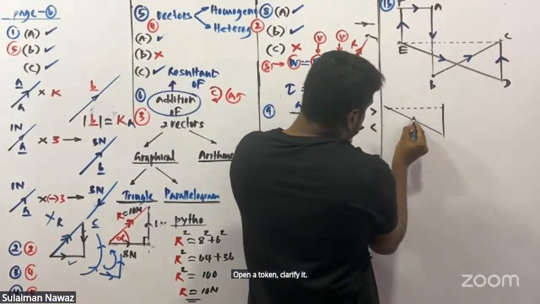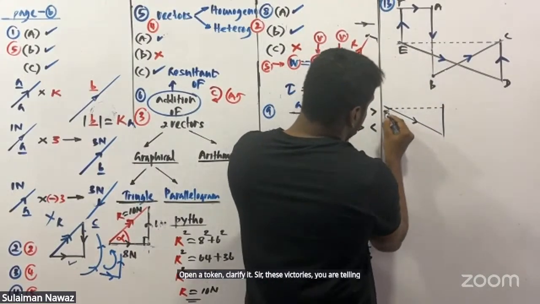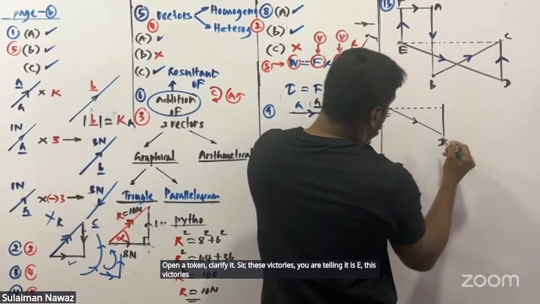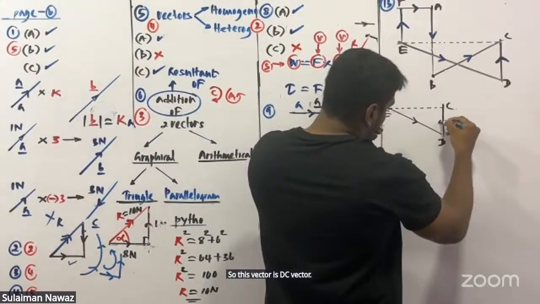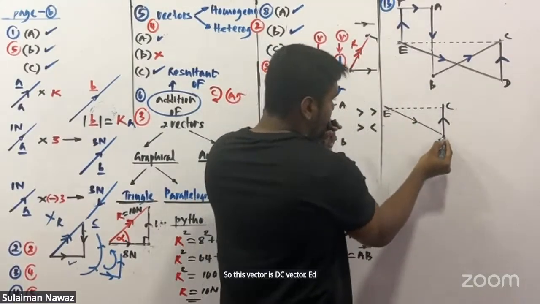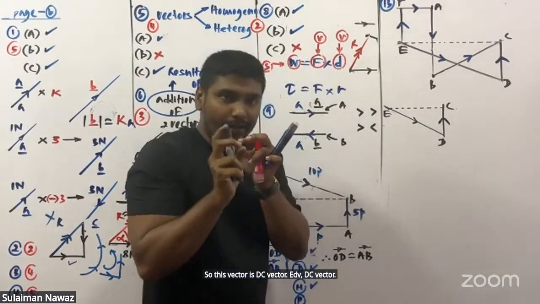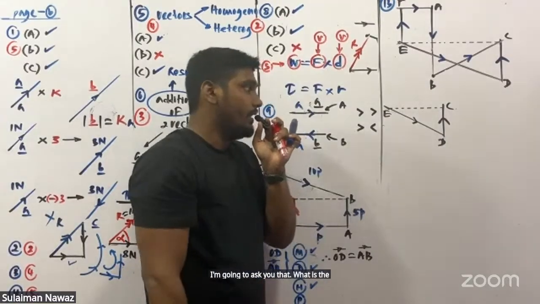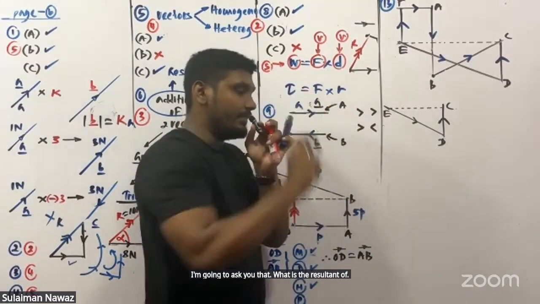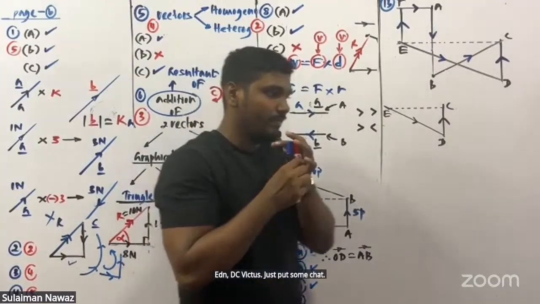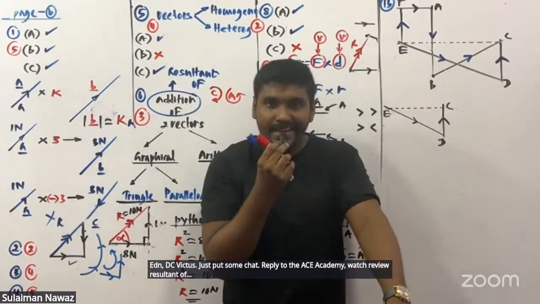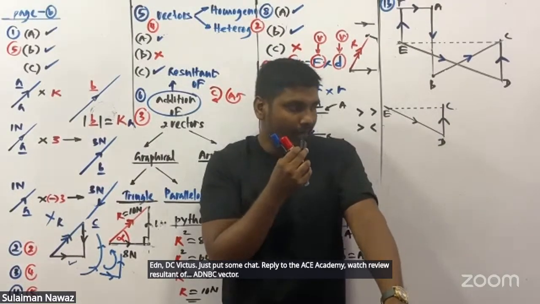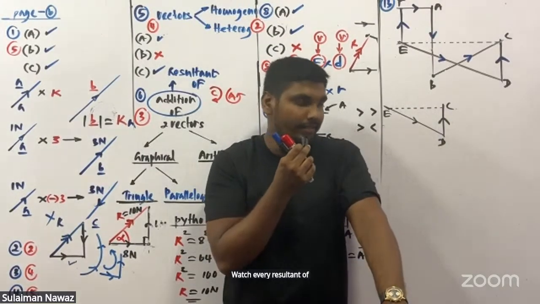Sir, this vector, you are telling, is E. This vector is the ED vector. So this vector is the DC vector. ED vector, DC vector. I'm going to ask you that. What is the resultant of the ED and DC vectors? Just put some chat. Reply to the AS Academy. What should be the resultant of the ED and DC vector?